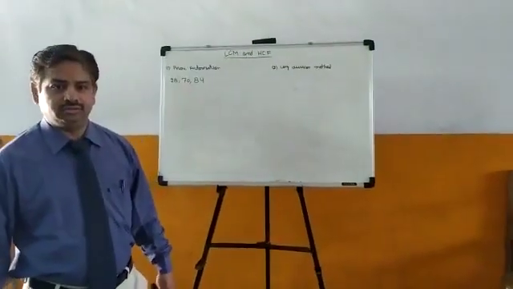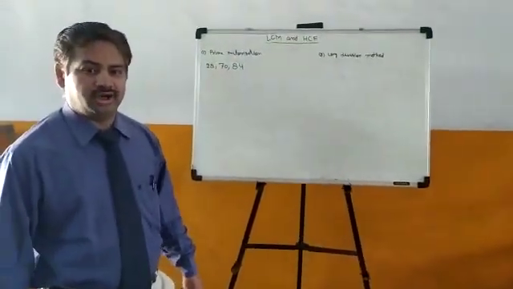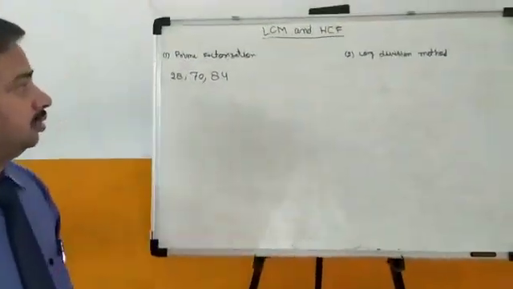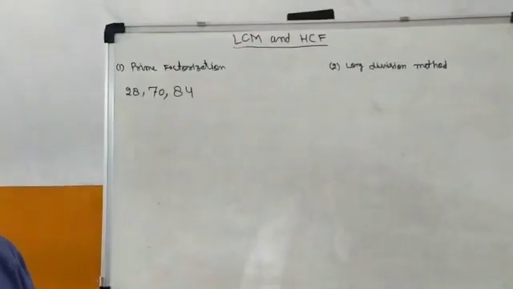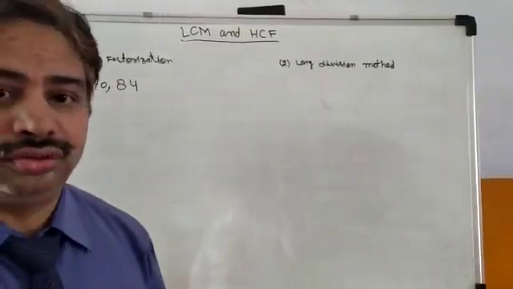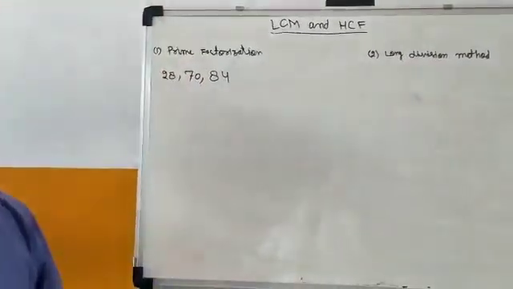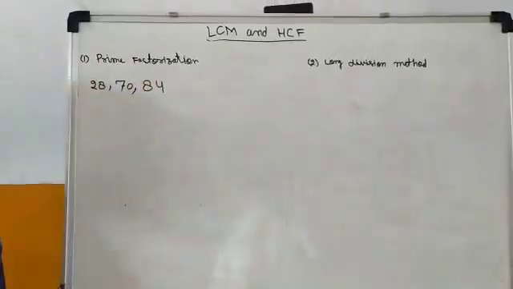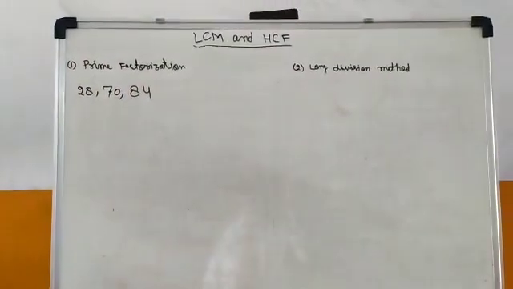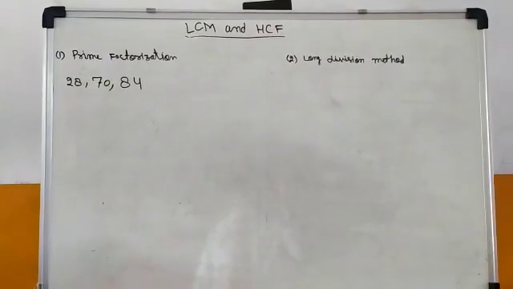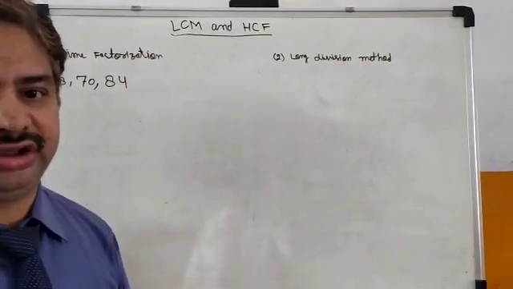Today we are teaching you the LCM and HCF of different numbers. Mainly we are using two methods to find the LCM and HCF. The first method is the prime factorization method. In this method we find the factors of the different numbers and then we take the common factors.